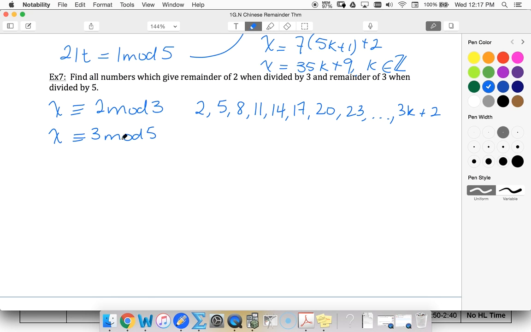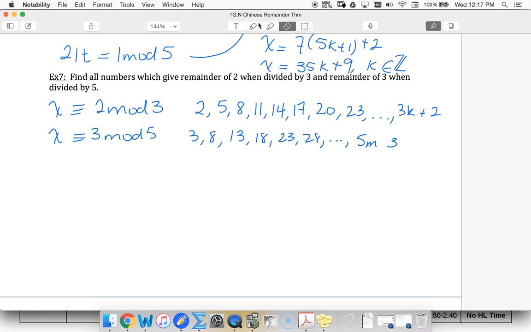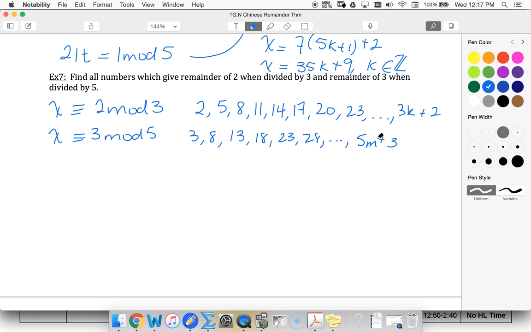And then thinking about this one, I'm going to have 3, 8, 13, 18, 23, 28, and so on. These are all multiples of 5 plus 3. So if I want to solve my system, I can see some solutions. So the first set of solutions I see is 8. And then I can also see 23.